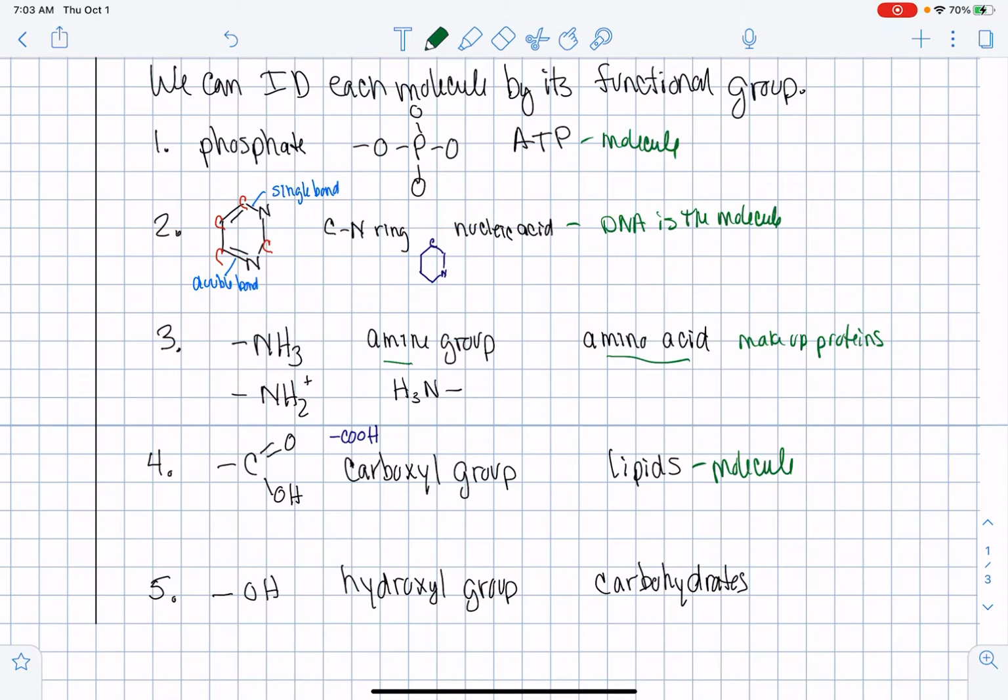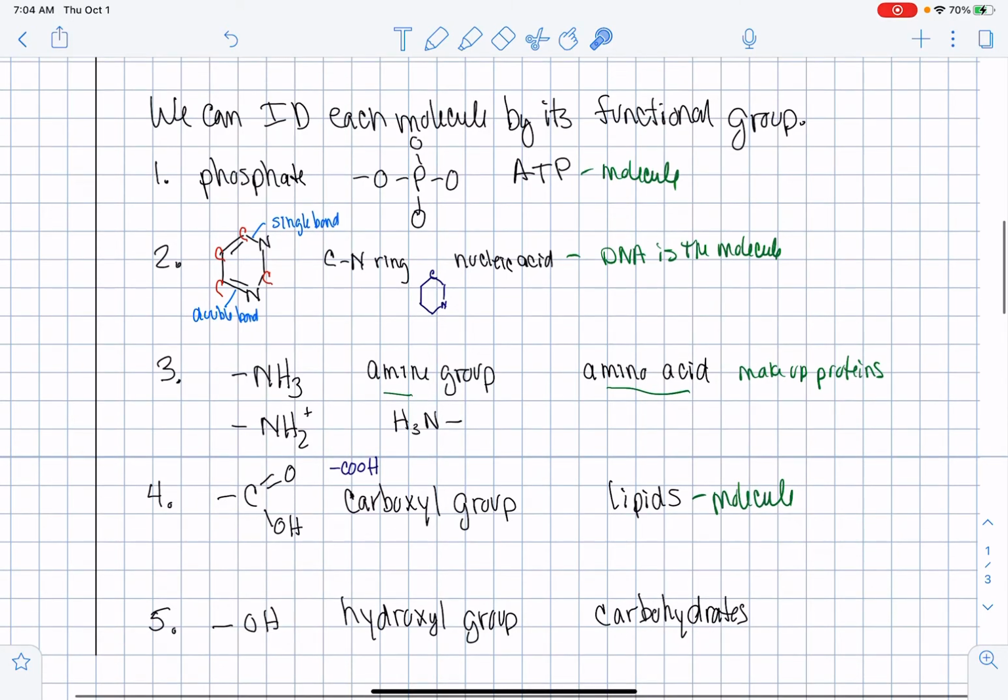Okay. Now, if you don't have a double bonded O, if you just have a carbon chain or a ring with a whole bunch of OHs on it, could be 2 or 3 even, then you have a hydroxyl group. And that is what you use to identify a carbohydrate, like a starch or a sugar.